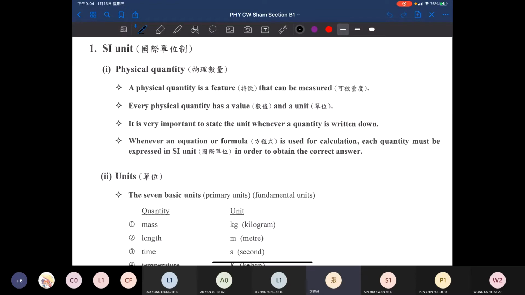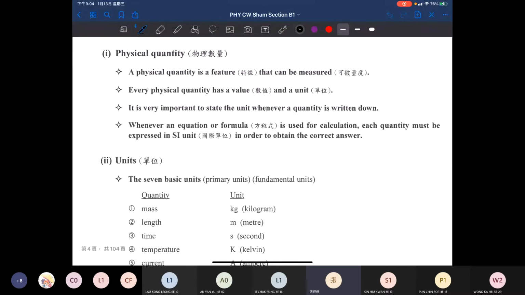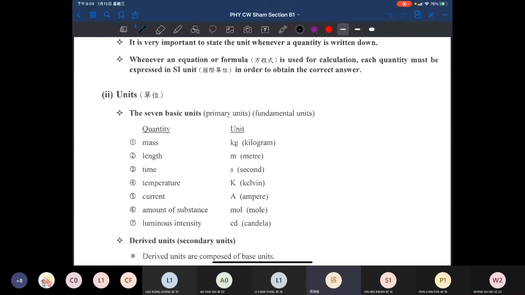Without the unit, the value alone is meaningless. We don't know what the physical quantity is. Therefore, we have to write down the unit. Even though some units have no physical quantity, like radian, we still want you to write down the unit because it gives meaning to the values. Also, when you use the equations and formulas provided in your formula sheet, or something you have to remember that is not provided in the formula sheet, please use the SI unit.